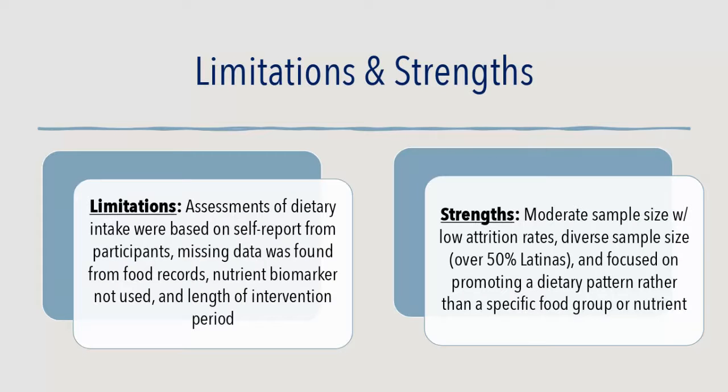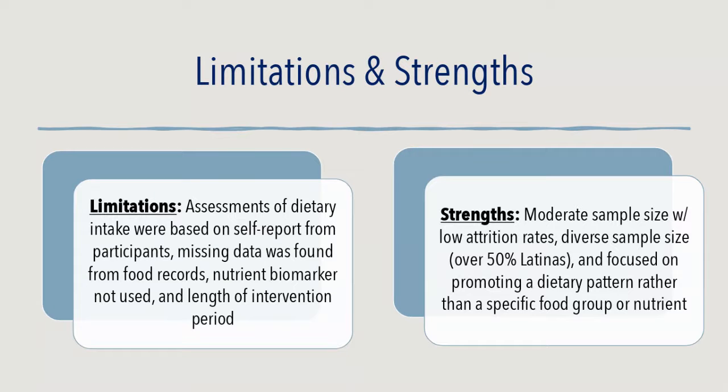So, limitations and strengths of this study. Limitations: intake was ultimately based on self-report from participants on these questionnaires, and from that, missing data was found in the food records. It did rely on the participants being honest. There wasn't a biomarker used, and the length of the intervention study they did mention, you know, 6 months is a significant period of time, but maybe a little bit longer could have helped to see further results. But their true purpose was just to increase adherence to eating the Mediterranean diet.